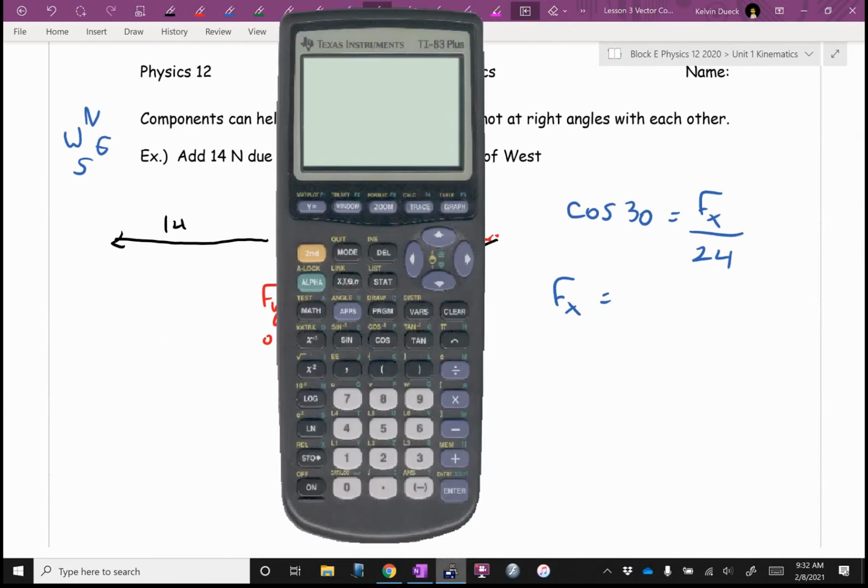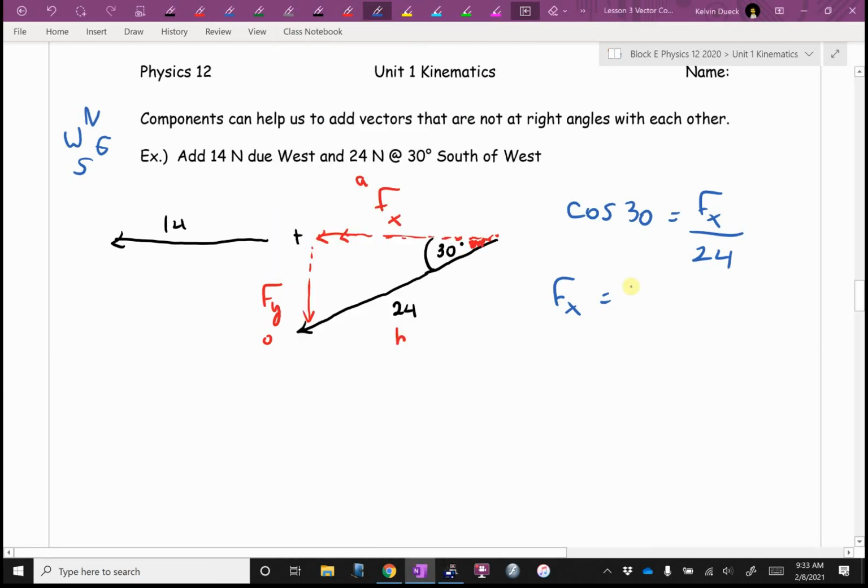So I'm going to go straight to my calculator and say, hey, it's 24 cos 30. 24 cos 30, Mr. Dewick. Nice try. You get 20.7846. And I'll carry some extra sig figs because I'm going to be using this to find an answer. So I don't want to just say 20.8. I've rounded off too much too quick. So 20.7846.